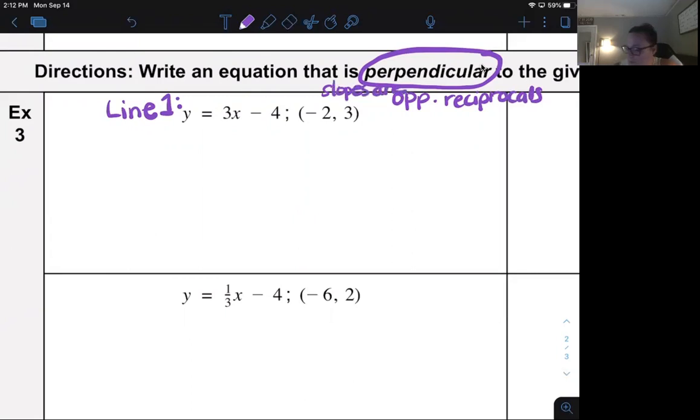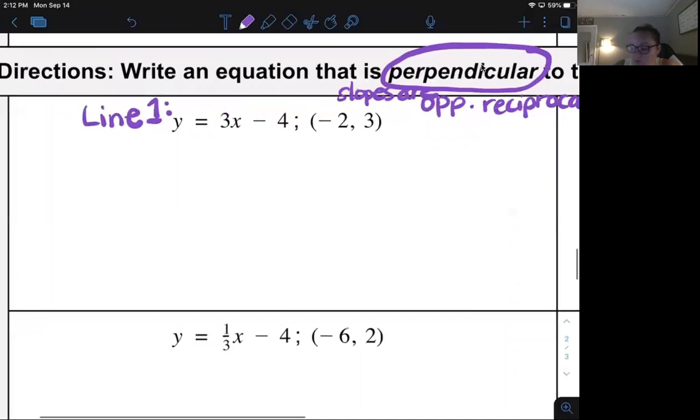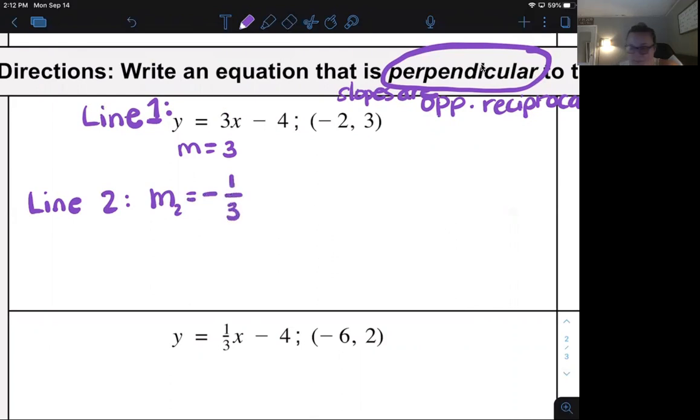So for perpendicular lines, remember their slopes are opposite reciprocals. All right, so the slope of line 1 here is 3. Well, that means that for line 2, our slope would have to be negative 1/3. Because 3 is technically over 1. We want to flip that fraction and have the opposite sign. Then our point is negative 2, 3. So let's plug that into point slope form.